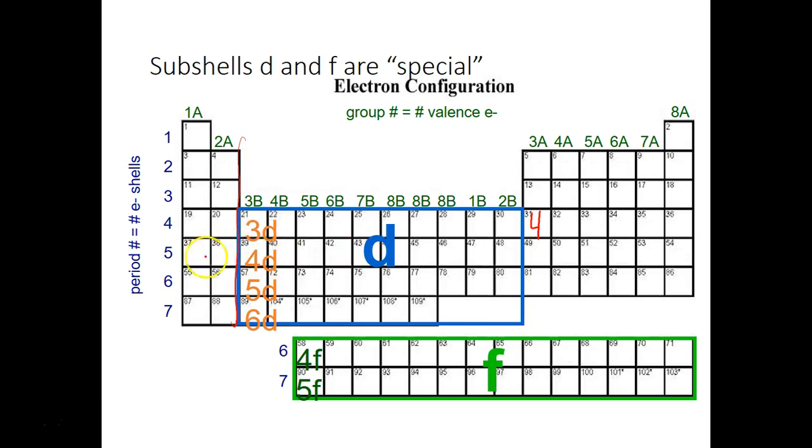And then it does the same thing after 5s, then it goes 4d, and then back to 5p, 6s. But then at this point, we get 4f first. So it goes 6s, then 4f, and then 5d. And then it goes back to 6p.